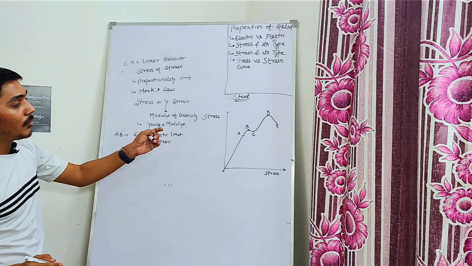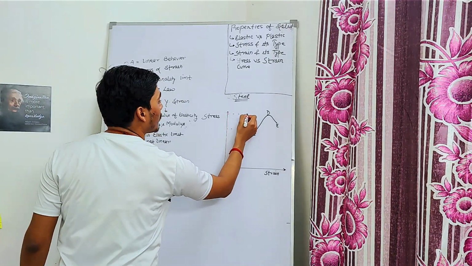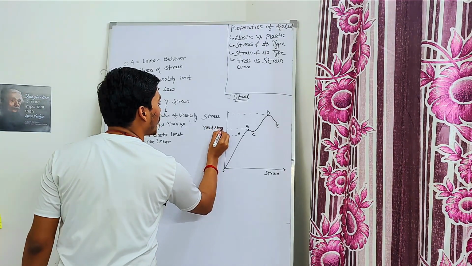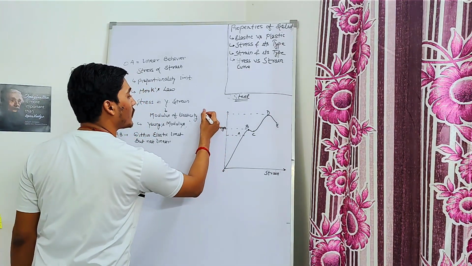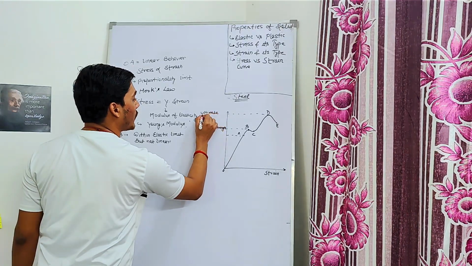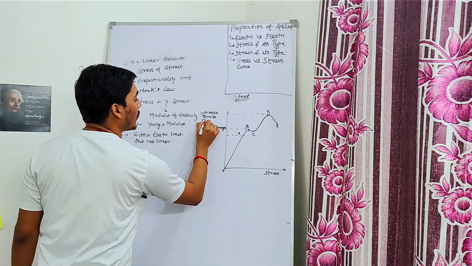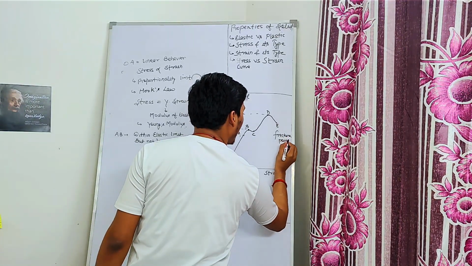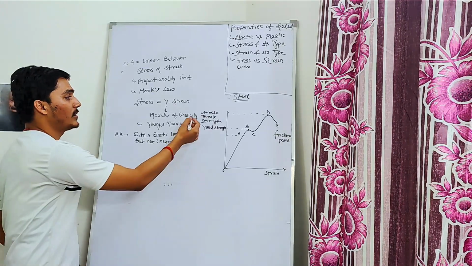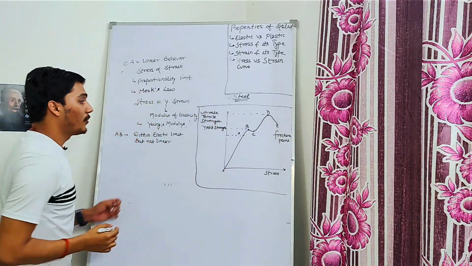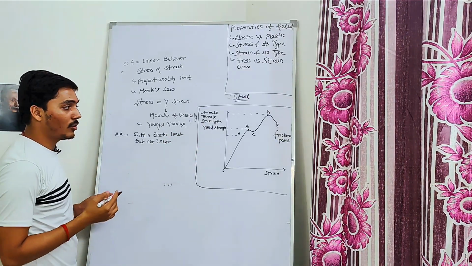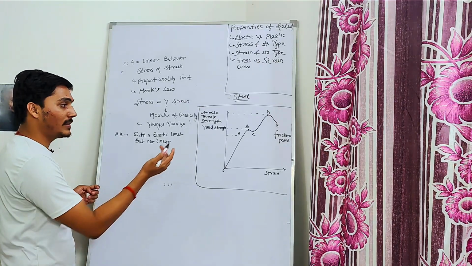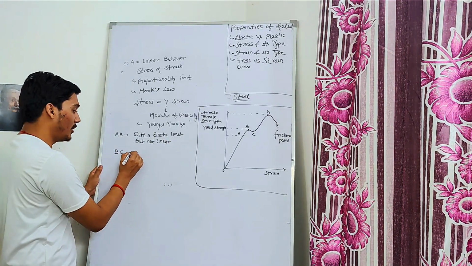Once we move after B, I have mentioned these things because they are important. We need to know each and every point. From B to C, the material is entering a plastic behavior, because after point B, if we apply stress, the material will undergo permanent deformation. This is what is represented by BC. Here we will get a permanent deformation.